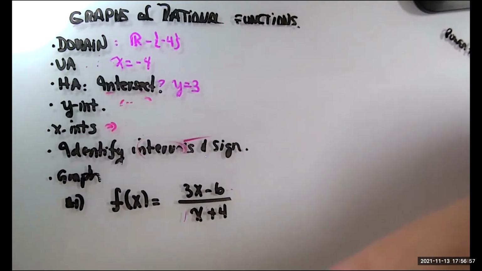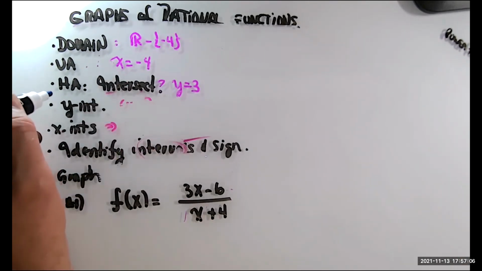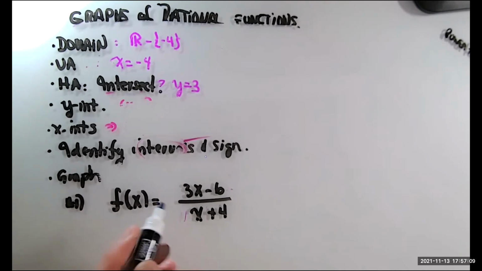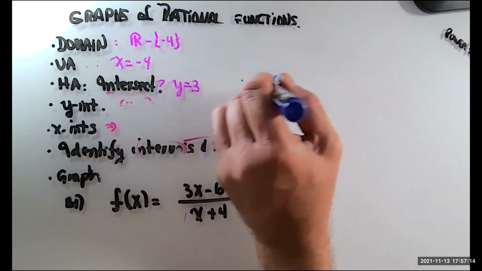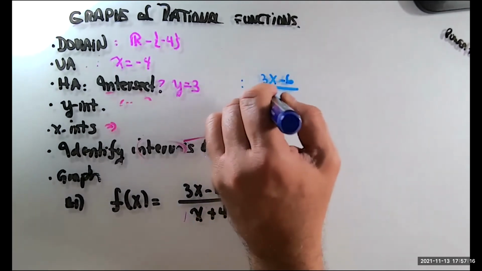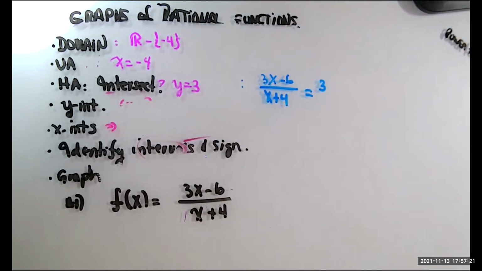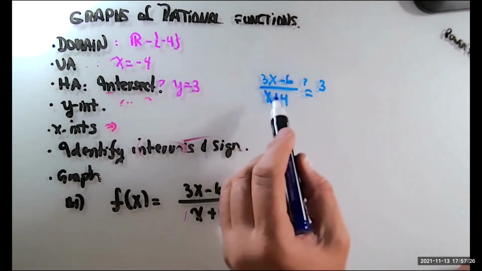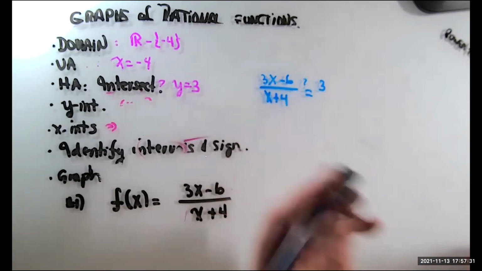How do we figure it out? We need to set the function equal to the HA, the horizontal asymptote. So what is my function? The function is 3x minus 6 over x plus 4, and we set it equal to my asymptote, which is 3. So let's go ahead and solve this one. We don't know if the function ever equals 3. That's what we're trying to figure out, so I put a question mark.